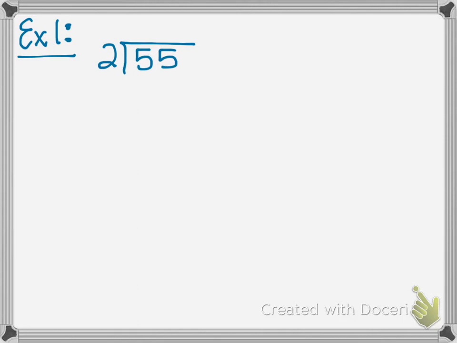So in our first example, I'm just going to go ahead and write it with a house because that's what you're used to, and then we'll look at it as a fraction. So if I said 2 into 55, where the 55 is what we call the dividend, and the 2 is the divisor. So we know 2 goes into 5 twice. 2 times 2 is 4. Subtract, bring down the 5. Then we're saying 2 into 15 is 7. 14 with 1 left over.